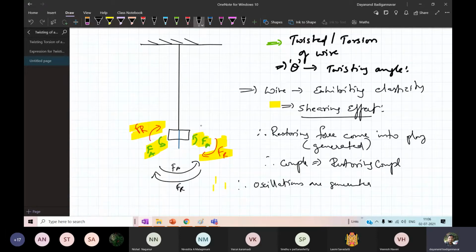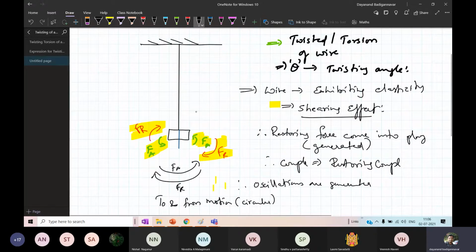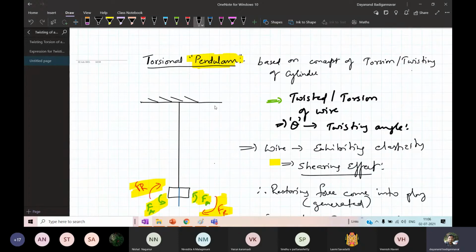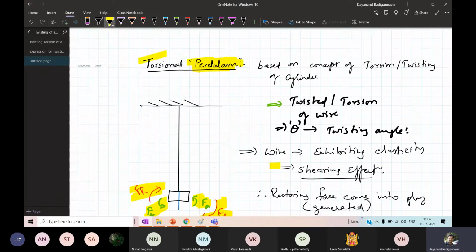Therefore the mass keeps on oscillating in a to and fro motion, in circular form. Okay, in circular motion. Therefore this is called a torsional pendulum. We call it a torsional pendulum. Got it? So why do we call it a torsional pendulum? Because of the twisting effect.